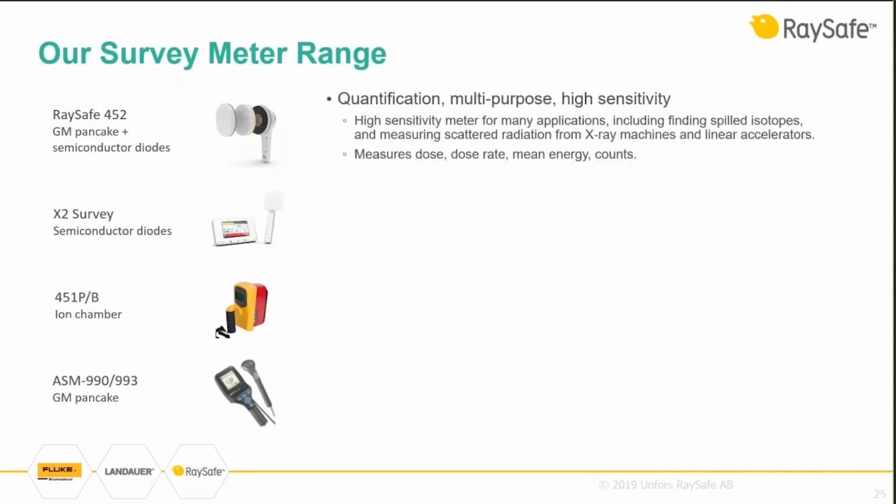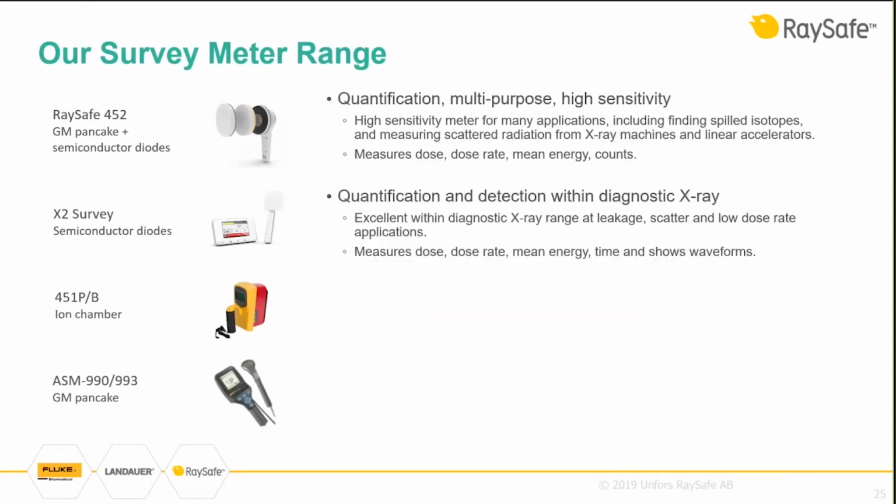The 452 is that versatile multi-purpose high sensitivity meter that can be used for many applications, from finding spilled contamination and measuring scattered radiation from X-ray machines and linear accelerators, but also for outdoor use in high or low radiation environments. X2 Survey is specifically made for the diagnostic X-ray room, where it fits great with its small size and data capacity, where it can save waveforms.